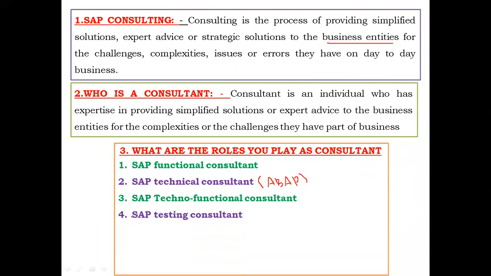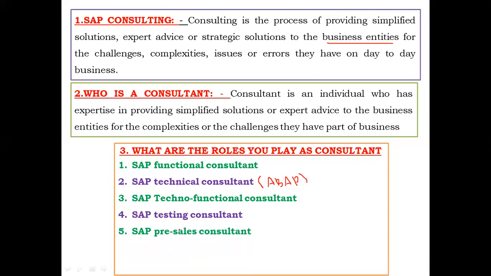Next, testing consultant. So what's the meaning of this one? Of course, we build up or develop some scenarios. If you have to check them, how? For that, we require a testing consultant. Suppose, take an example: 2 plus 3 is equal to how much? 5. We should test it, right? How? For that, go for the testing consultant.